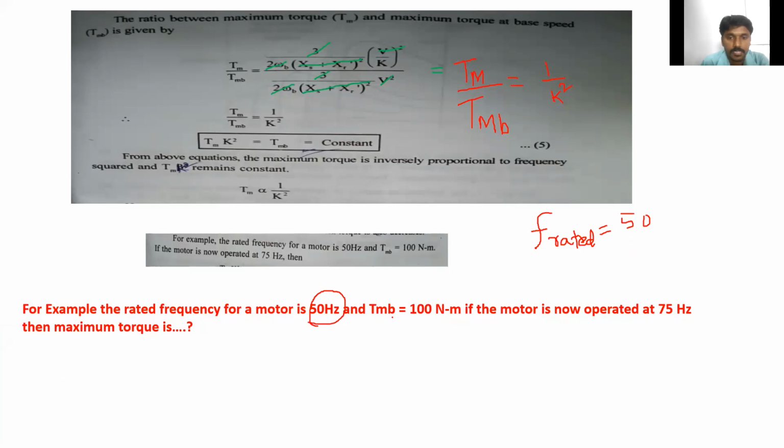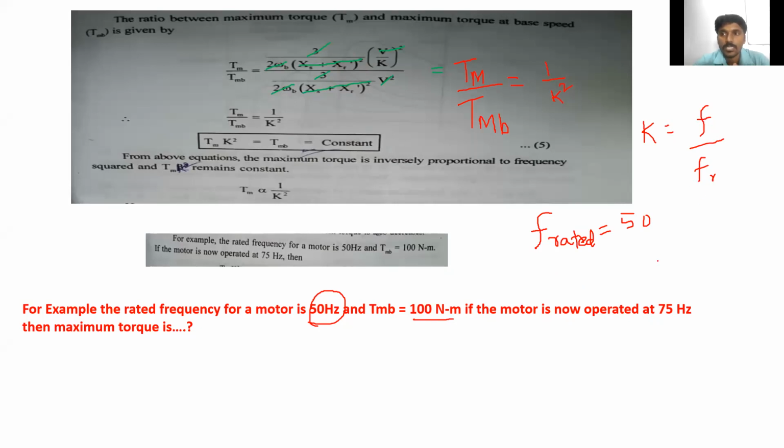The rated frequency is 50 hertz, and the maximum torque at base speed, TMB, is equal to 100 Newton meters. If the motor is now operated at 75 hertz, this is the operating frequency. Before we wrote the equation K is equal to F by F rated, where F rated is the rated frequency.